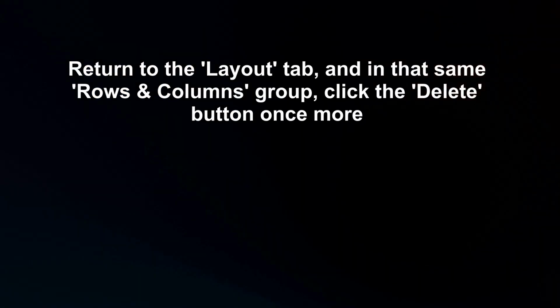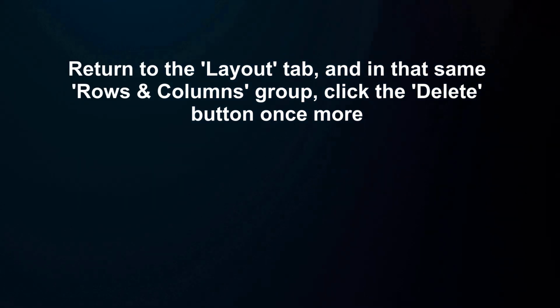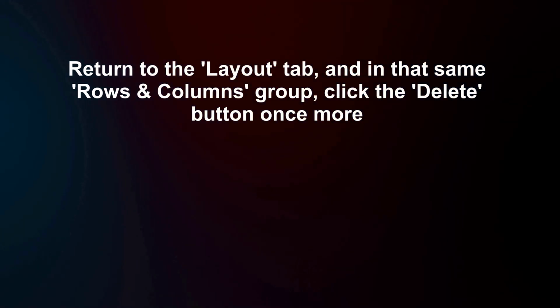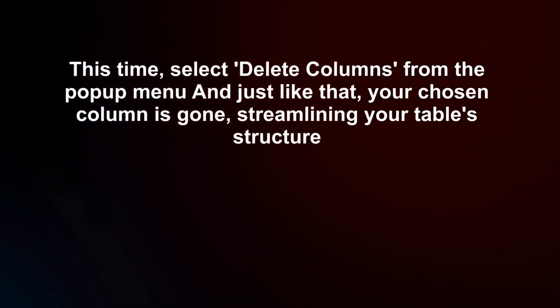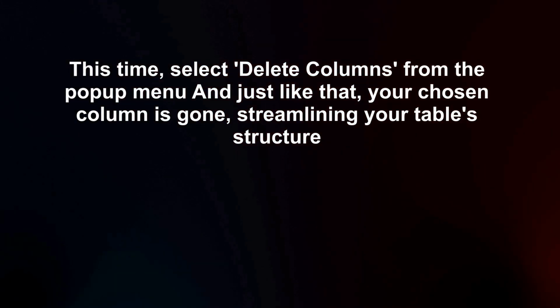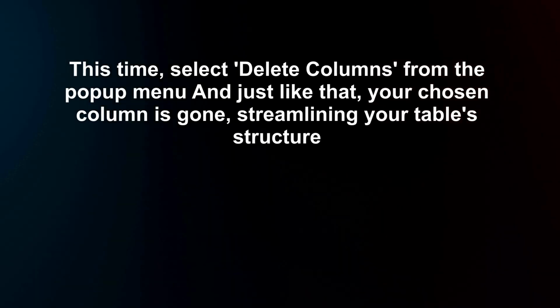Return to the Layout tab, and in that same Rows and Columns group, click the Delete button once more. This time, select Delete Columns from the pop-up menu, and just like that, your chosen column is gone, streamlining your table structure.